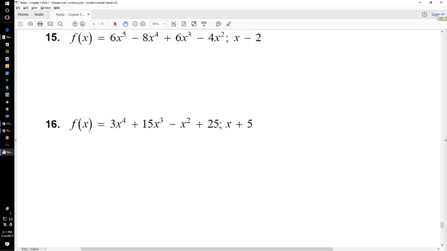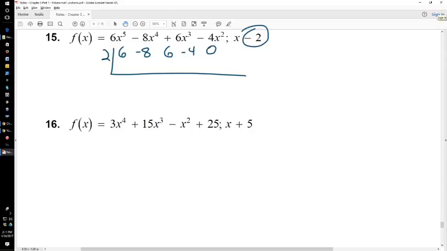All right, number 15, same idea. Hopefully you've done this on your own already. So what we're going to do, I'm just going to burn this real quick. It's x minus 2, so we use a positive 2. Pull out your coefficients. X to the 5th is 6. X to the 4th is negative 8. X to the 3rd is positive 6. X squared is negative 4. And the y-intercept is 0. Still got to use the 0. And then drop down. Multiply, add, multiply, add, multiply, add, multiply, add.